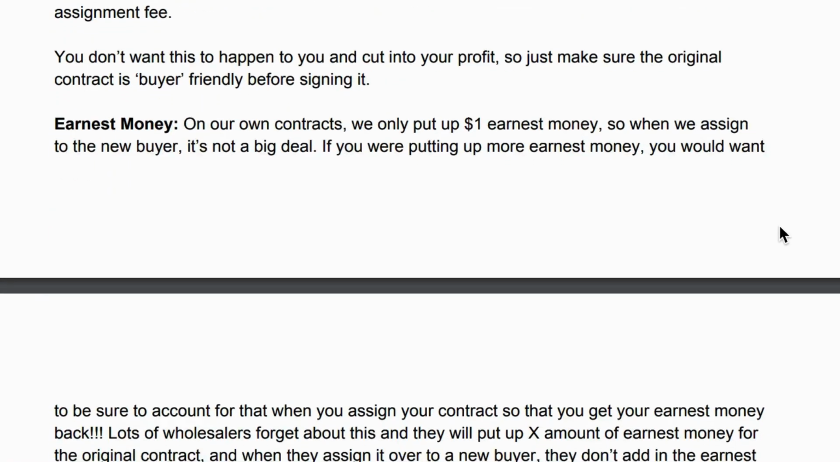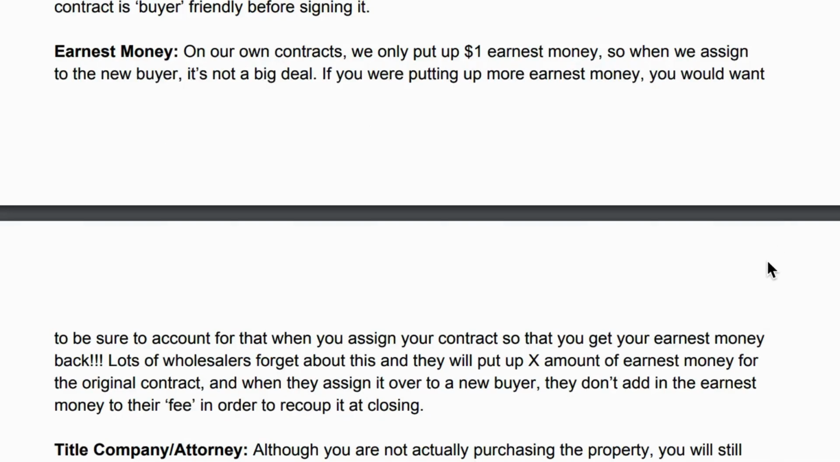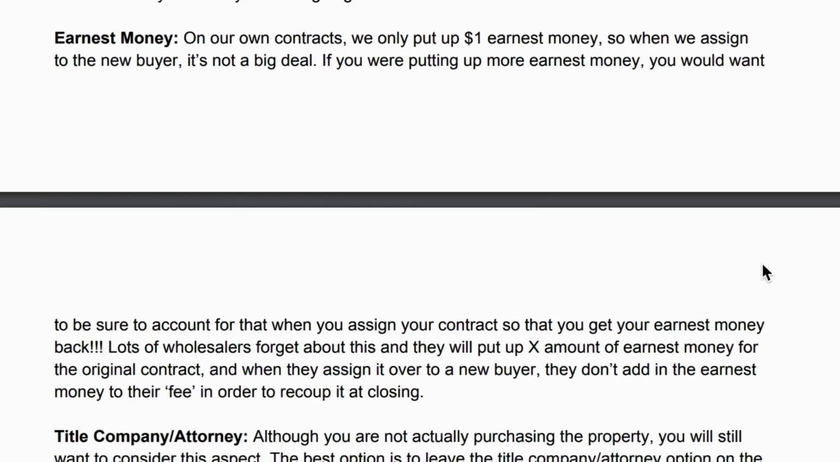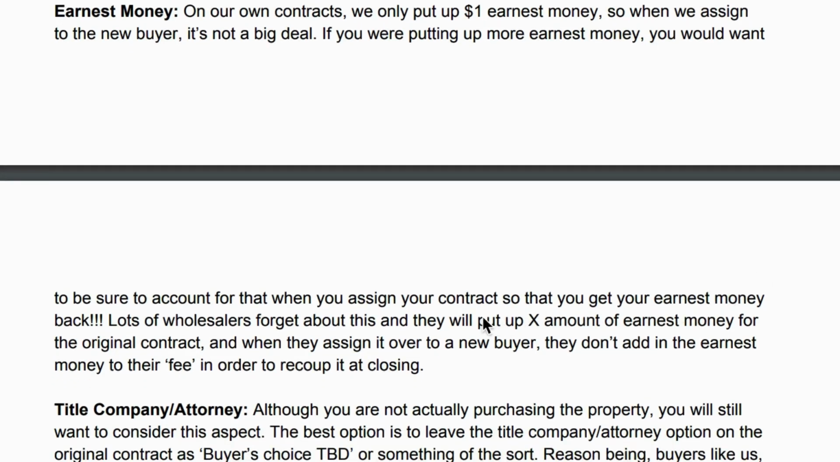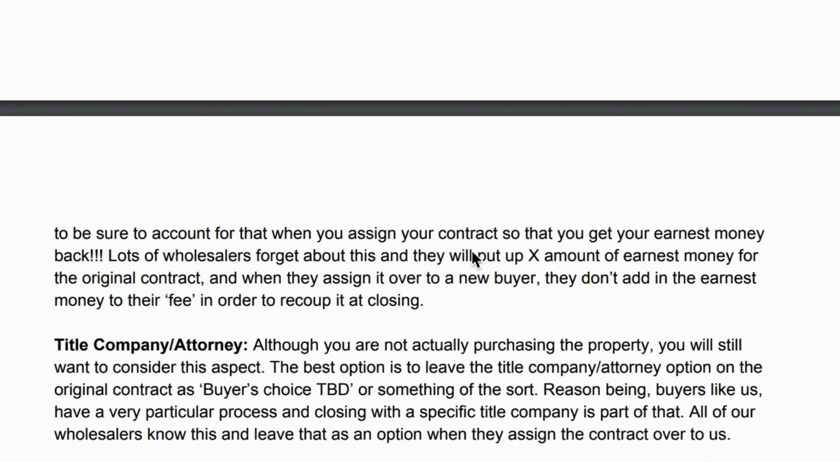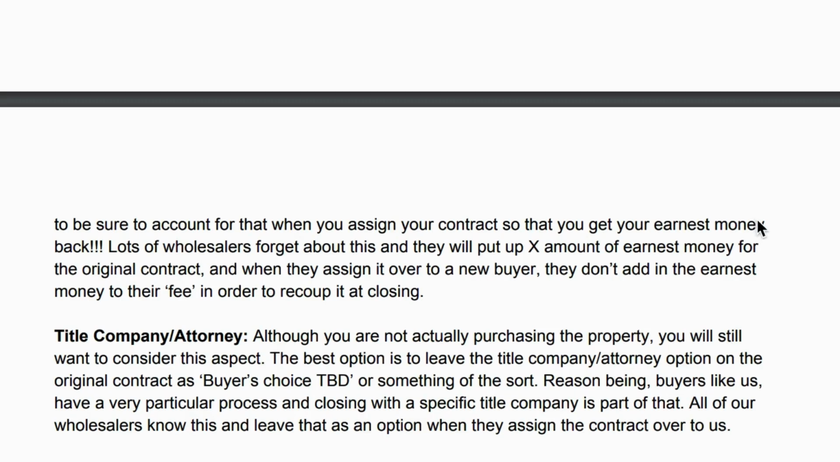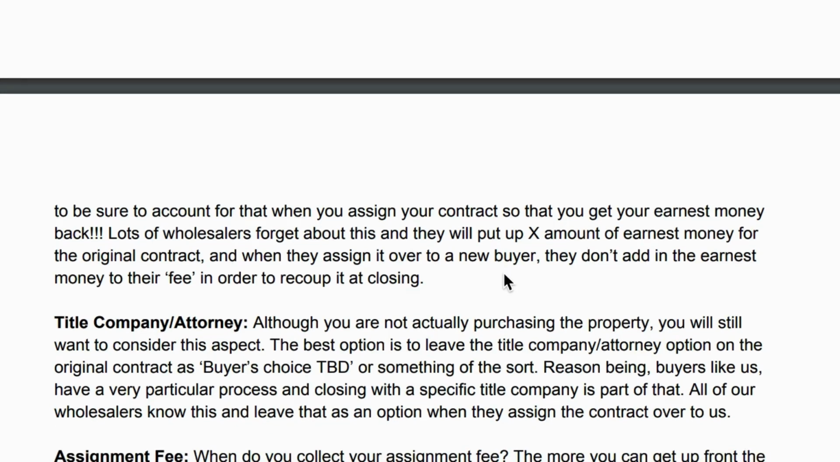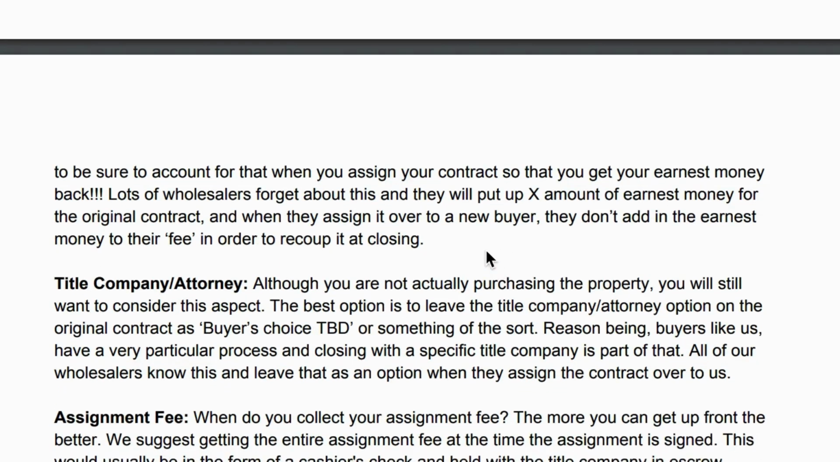And then as far as the earnest money, on our own contracts, we only put up $1 earnest money. So when we assign that to a new buyer, it's not a big deal. But if you were putting up more earnest money, you would want to be sure to account for that when you assign your contract. I see it all of the time when people assign contracts. They forget about that earnest money they have on their original contract. So they won't get their earnest money back if they don't account for that. So make sure that you definitely include that in that fee so that you recoup all of your earnest money that you have out there.